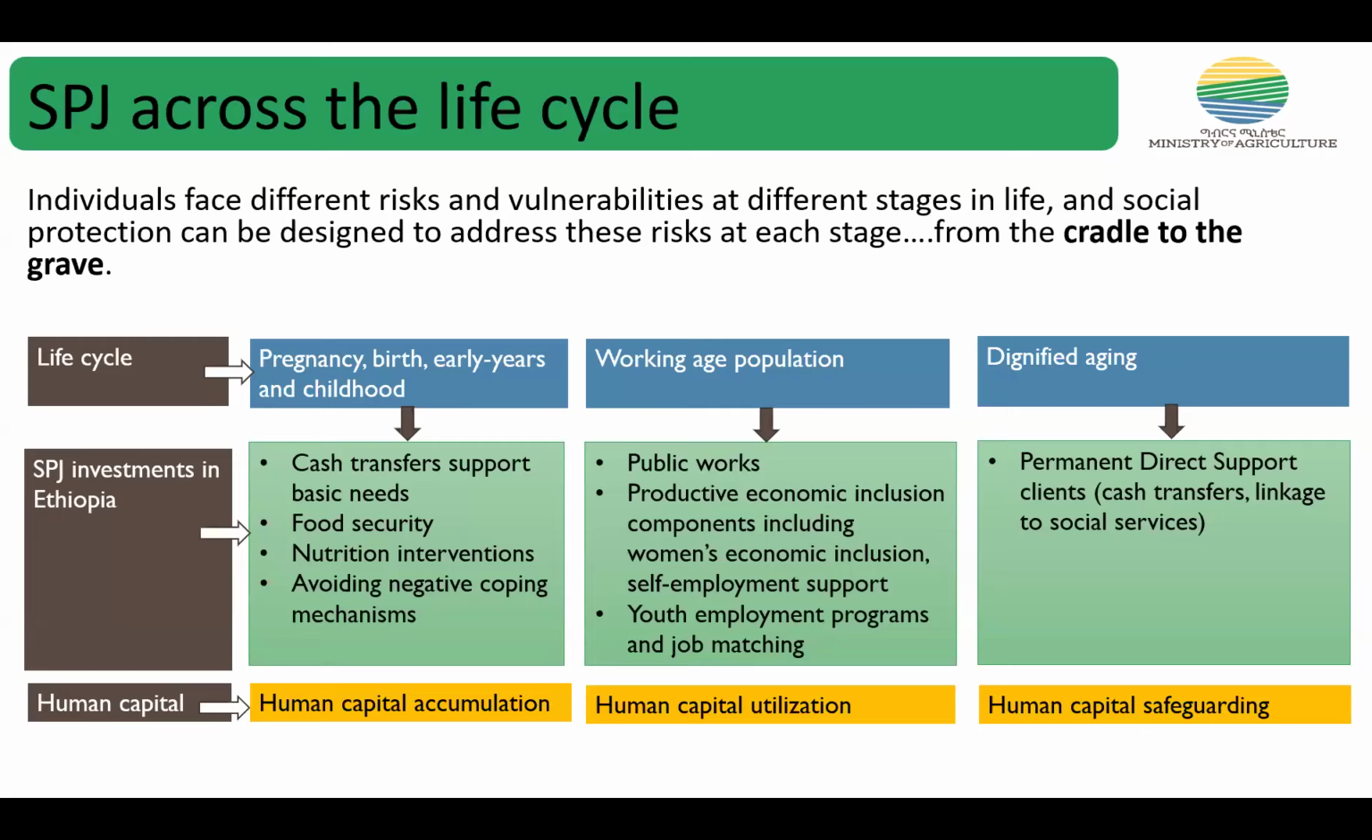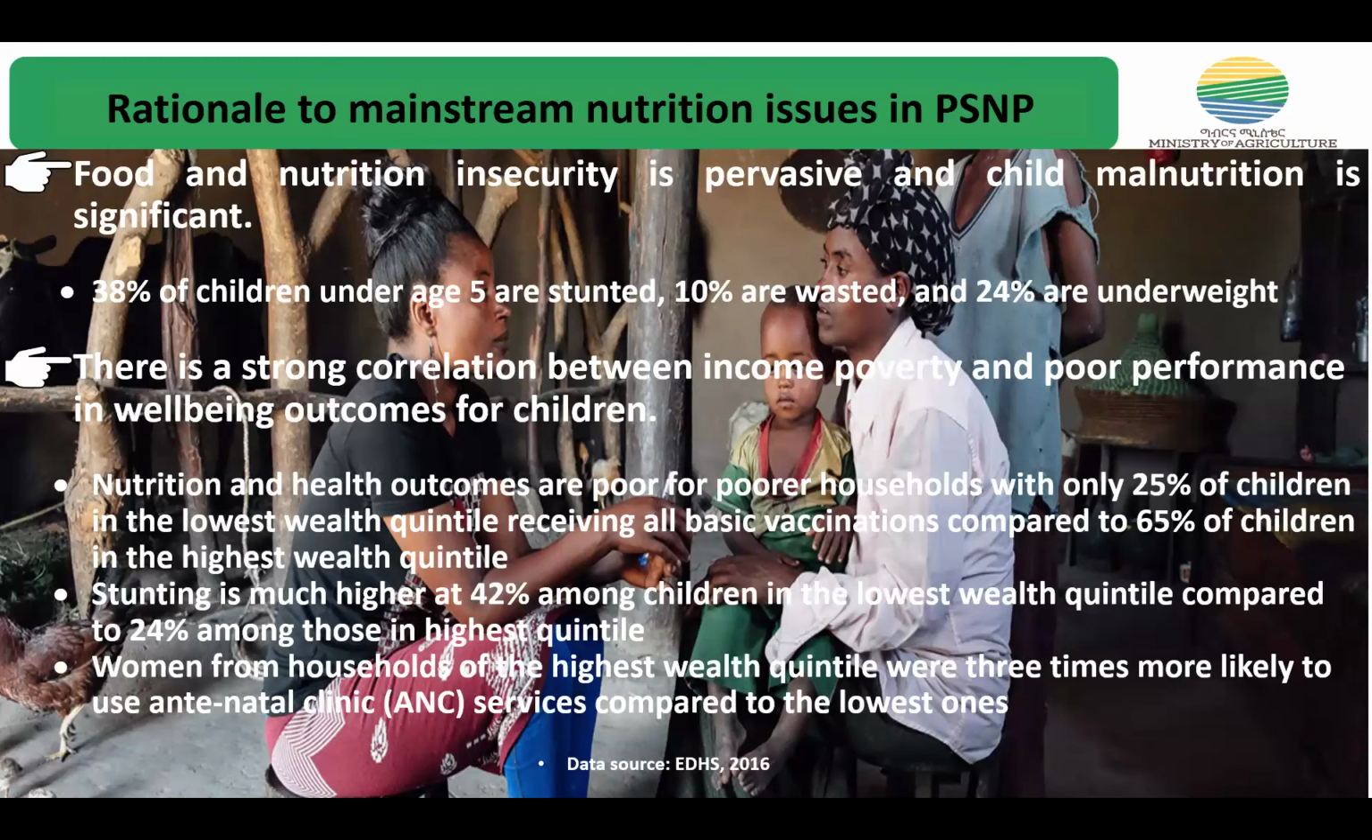The rationale to mainstream nutrition issues in PSNP. We have many studies in the country, but we want to use the government's Ethiopian Central Statistics data, and by using that data, we have the Ethiopia Demographic Household Survey on a 4-year basis. The study shows us that food and nutrition insecurity is pervasive, and child malnutrition is also significant. As you can see, 38% of the children under age 5 are stunted, 10% are wasted, and 24% are underweight.